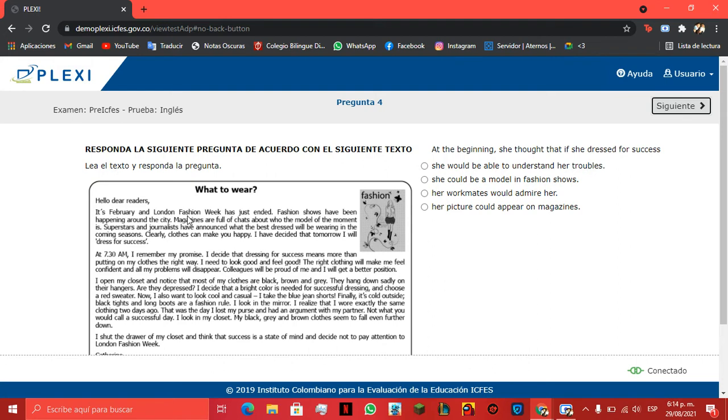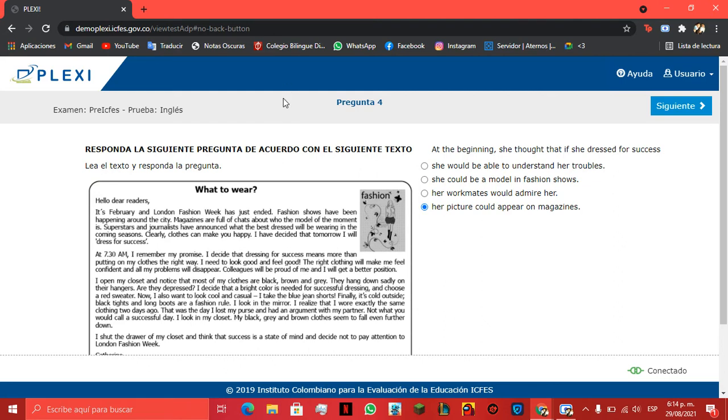It doesn't say anything about being a model in fashion shows, so it isn't the correct answer. Her workmates would admire her. Also, this part doesn't talk about admiration. And her picture could appear in magazines. Maybe this is the correct answer.